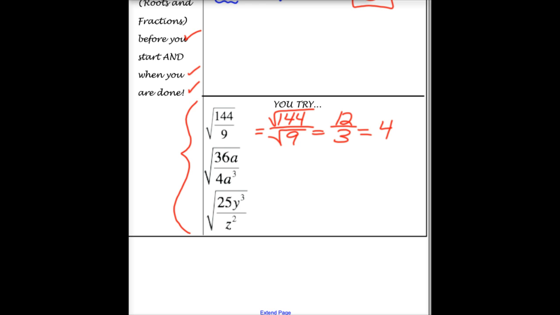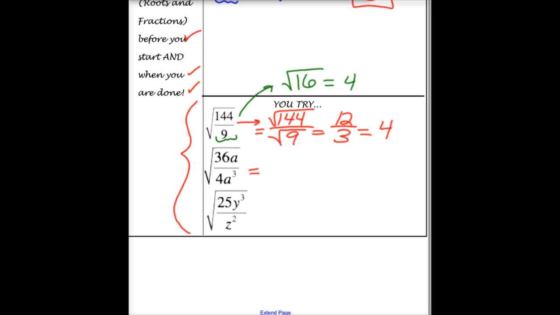Well, maybe little Billy Bob in the back of the room says, "I didn't do it that way. You said if both are in, I can divide them." And maybe you did. And you said, well, 144 divided by 9 is 16, although most people don't spot that readily. And the square root of 16 is 4. You get the same answer. Both are 100% correct. I tend to gravitate towards this because I just see those perfect squares staring me in the face.